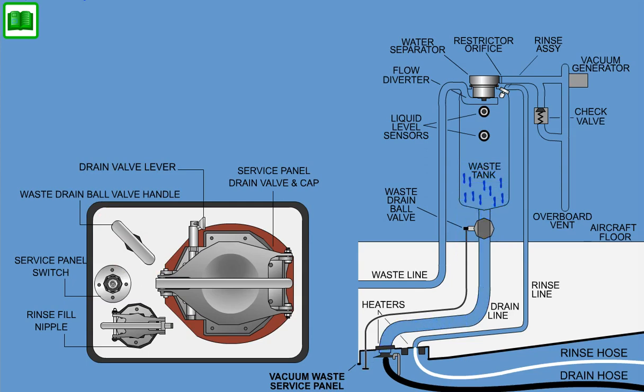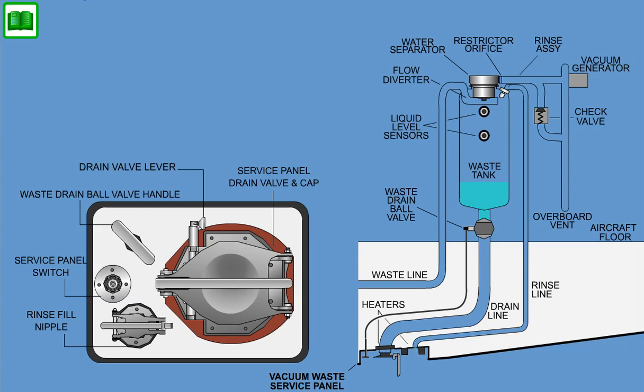After the waste tank is drained, start the rinse fluid supply and rinse the tank for a minimum of 2 minutes. Push the drain cable handle to close the ball valve. Pre-charge the tank with 6 to 8 liters of rinse fluid. Turn off the rinse fluid supply. Disconnect drain and rinse hoses. Close the drain valve cap and rinse nipple cap.